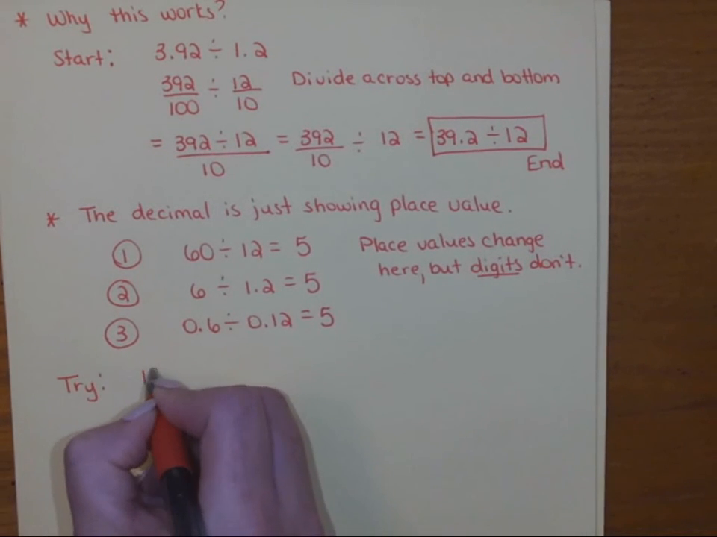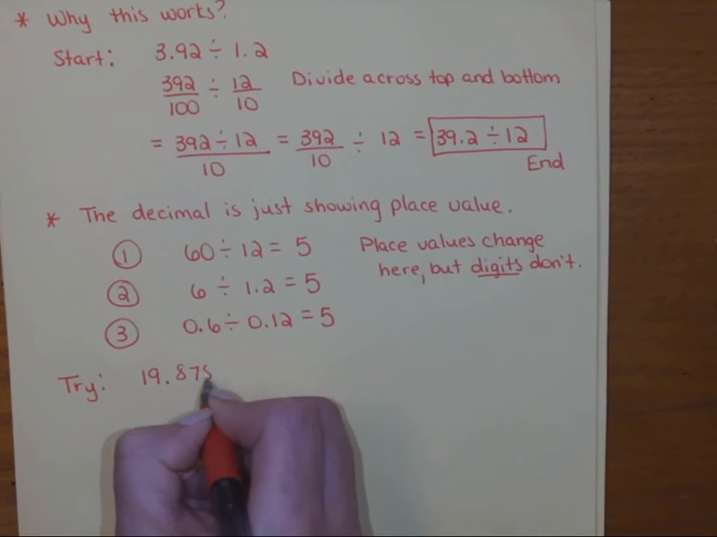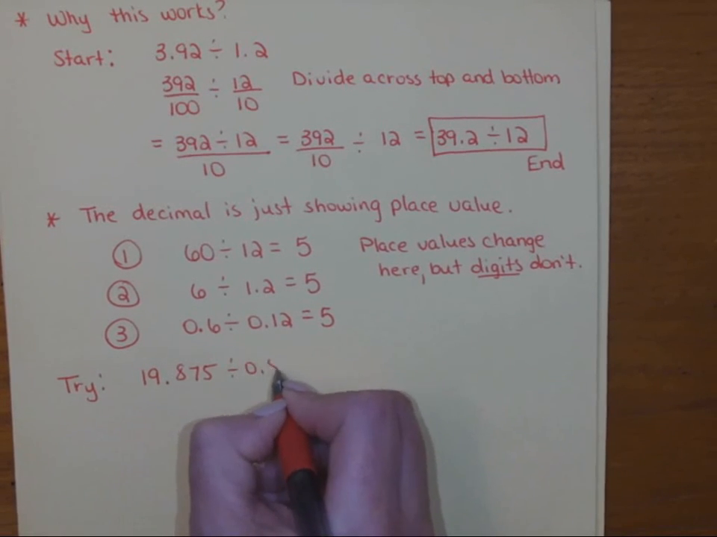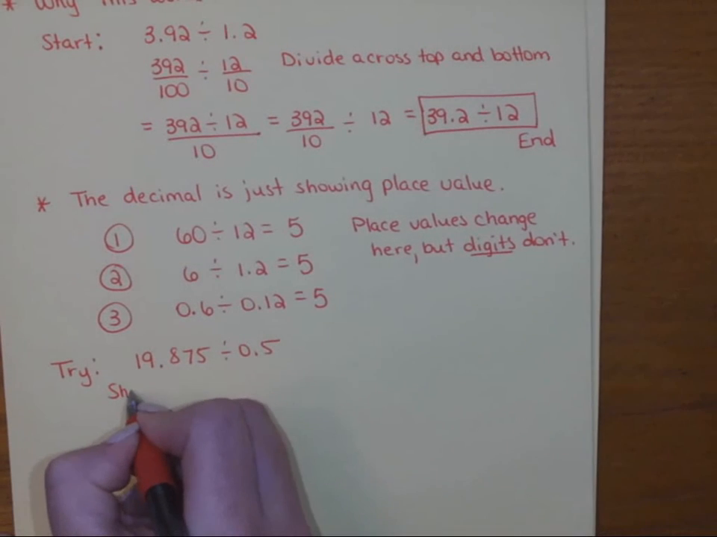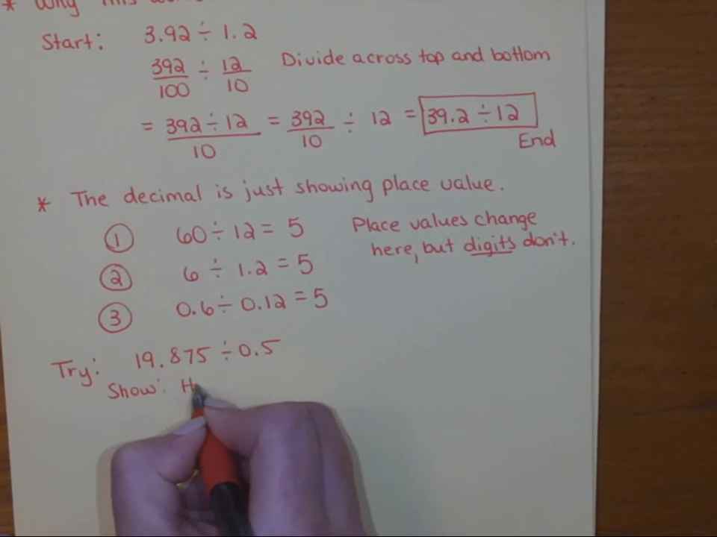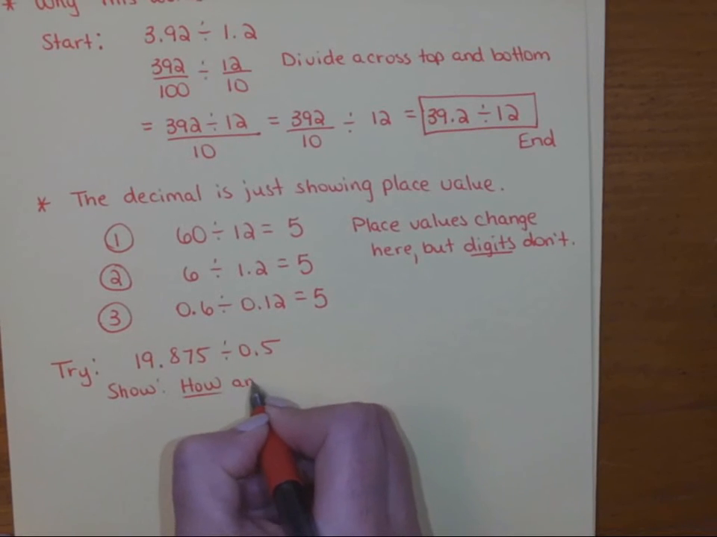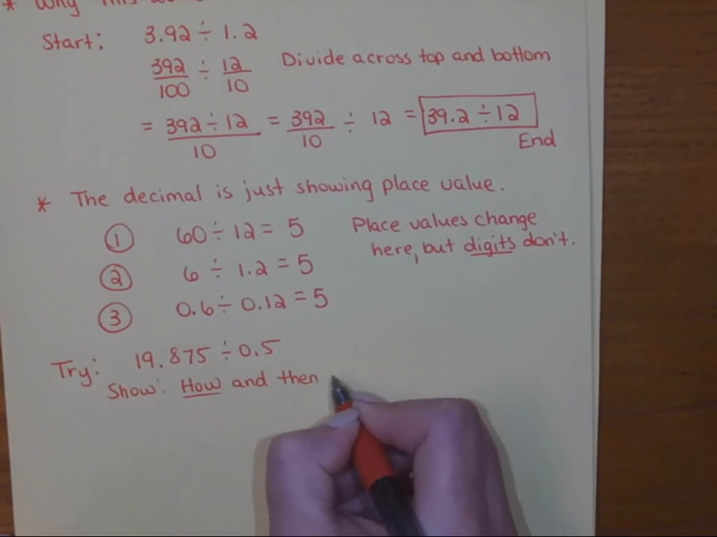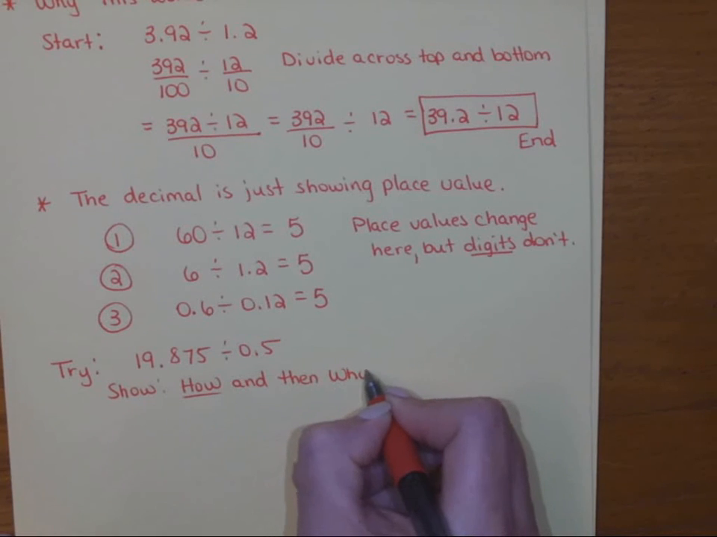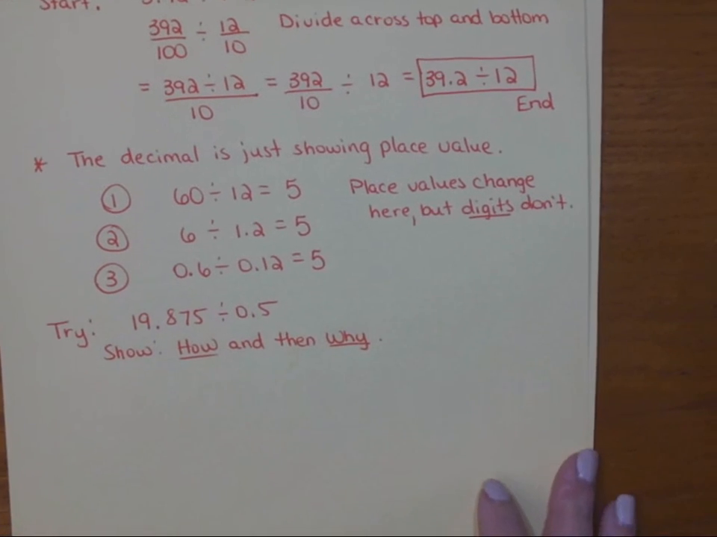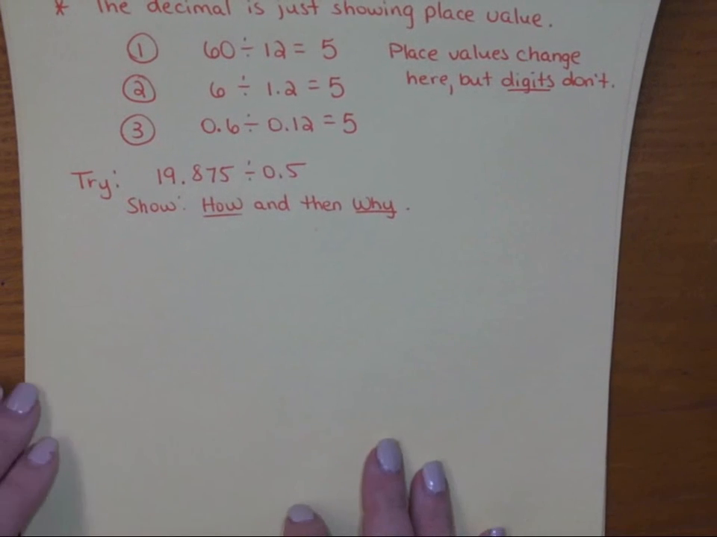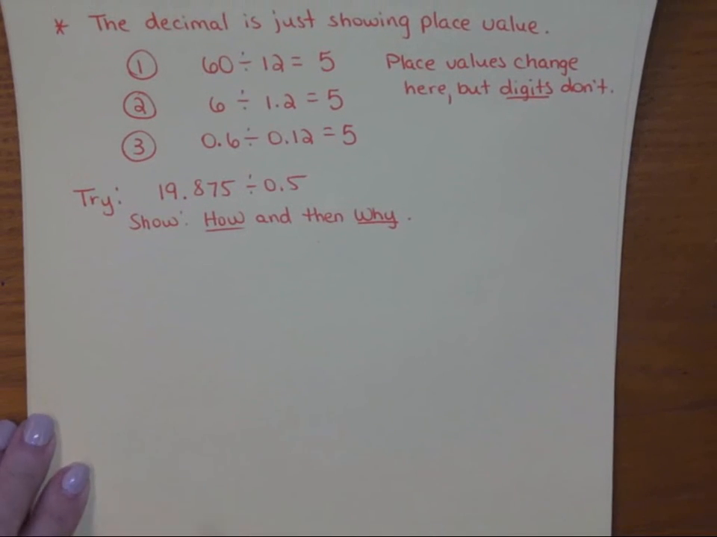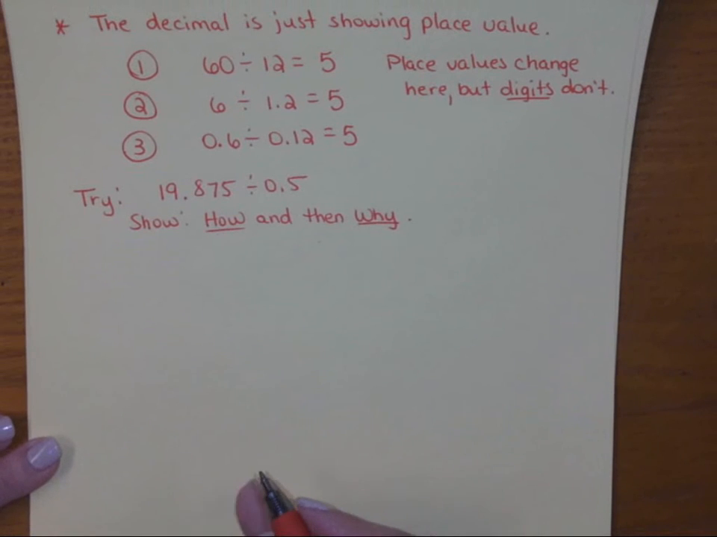Alright, so I want you to try 19.875 divided by 0.5. So I want you to do both the how and the why. So I want you to pause the video, see if you can kind of work on this. It's a little challenging, but I have no doubt you can do it, and especially the how. That's just old school division. So pause the video and see if you can do it.